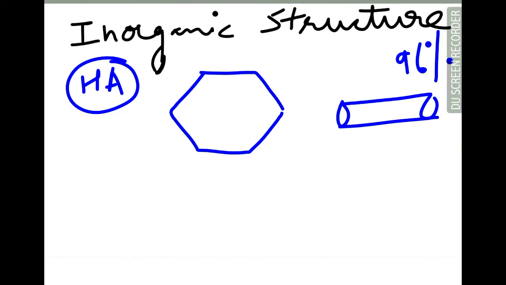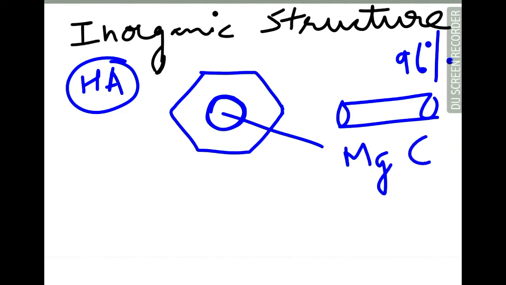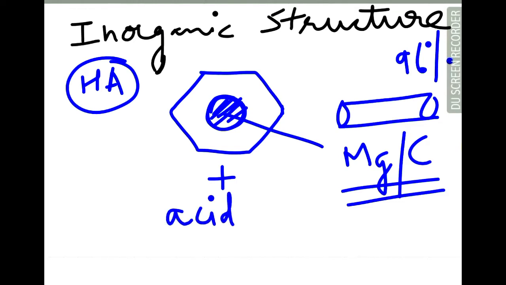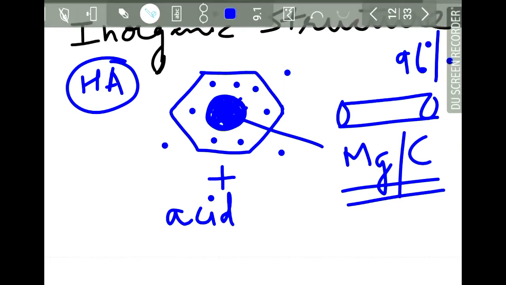Now in hydroxyapatite crystals, we see the composition. The central portion of these crystals is rich in magnesium and carbonate. This richness of magnesium and carbonate makes the central part more acid soluble. That is, if this hydroxyapatite crystal is treated with acid, this inner portion gets dissolved soon. Also, there are a few water molecules present in the hydroxyapatite crystals and around them.